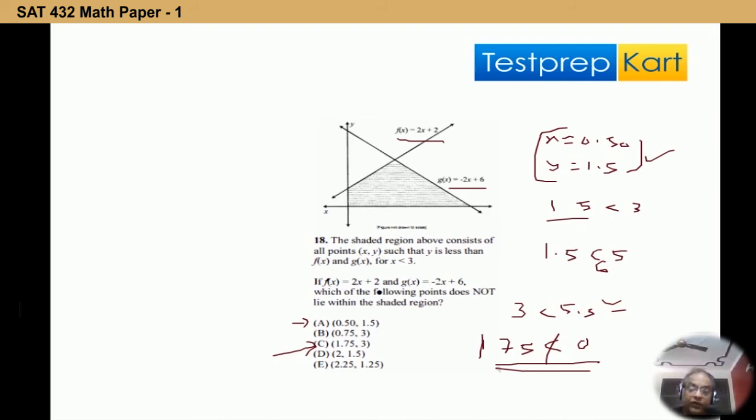However, once you have the answer that satisfies both conditions, f(x) as well as g(x), you can stop here and say that C is your answer. C is the option which is correct. As a matter of fact, you have to verify each point individually for both equations, f(x) and g(x), substituting y as the second coordinate and x as the first coordinate, like 0.50, 0.75, 1.75, etc. Both the inequalities are satisfied.